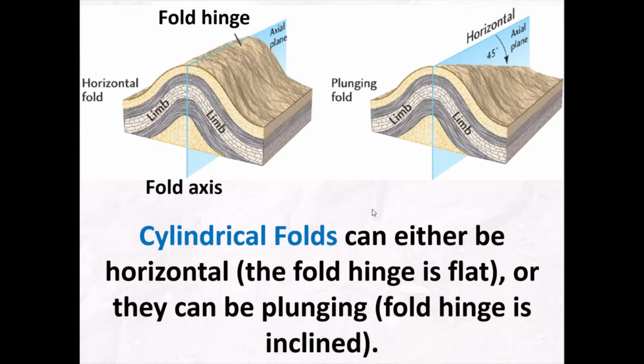Cylindrical folds then, they can either be horizontal, and that's where the fold hinge crops out at a continuous height. So if you were sat on a bed and you found the hinge, you could walk in a horizontal direction along that hinge line, so your elevation would never change as you walked along the hinge.